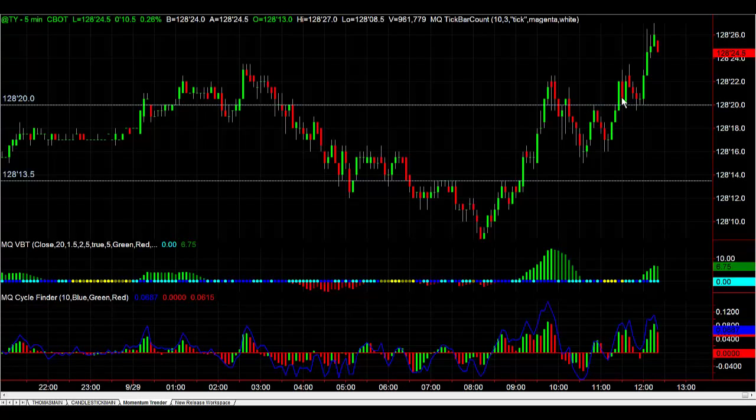And then we had a second entry on a W pattern. You can see the left side of the W, the middle of the W, and the right side of the W, and the entry was on the break above 128.20. And once again, you can see our cycle was in a bullish cycle when we broke through the middle of the W.